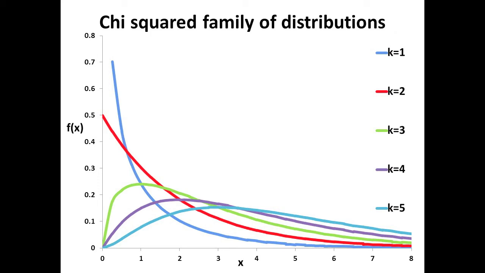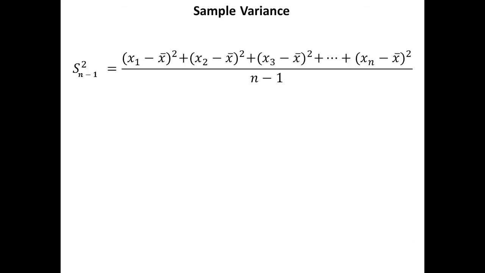The chi-square or chi-squared distributions describe the variance of samples from normal populations. Consider the n-1 version of the variance formula. S squared n-1 is equal to 1 over n-1 times the sum of the squares of the distances between the data points and their means.